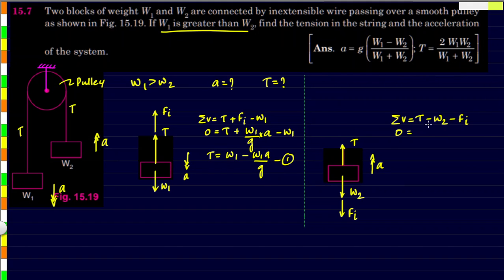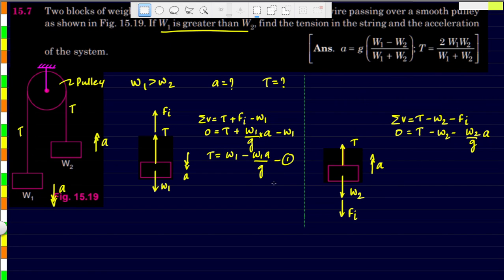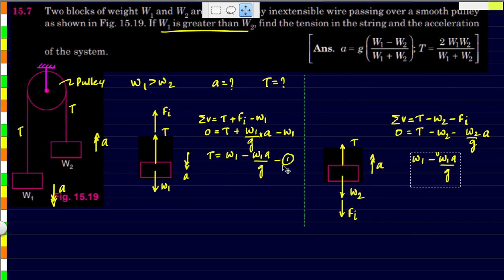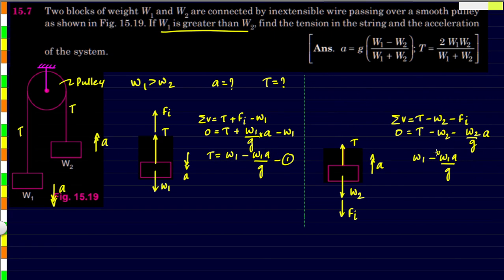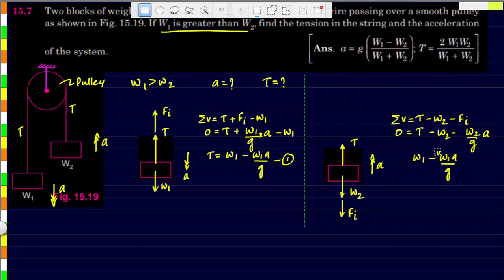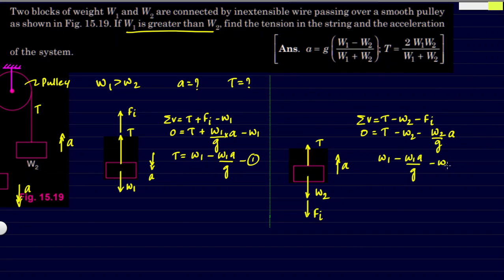And let's now substitute whatever values we know. Tension T is T itself, minus W2, and inertia force for this particular object will be mass, that is W2 by g, into the acceleration that it is undergoing. Let us now also substitute the formula for T, which is here. Let's take this over here, and remaining quantities will remain as it is, W2 minus W2 a by g. So this total will be equal to 0.